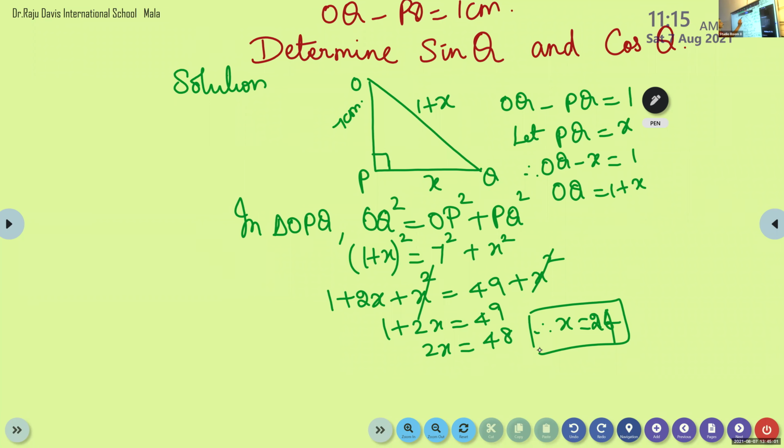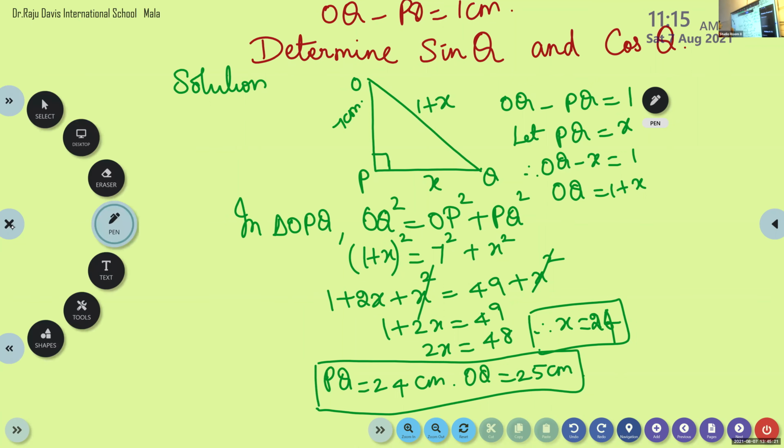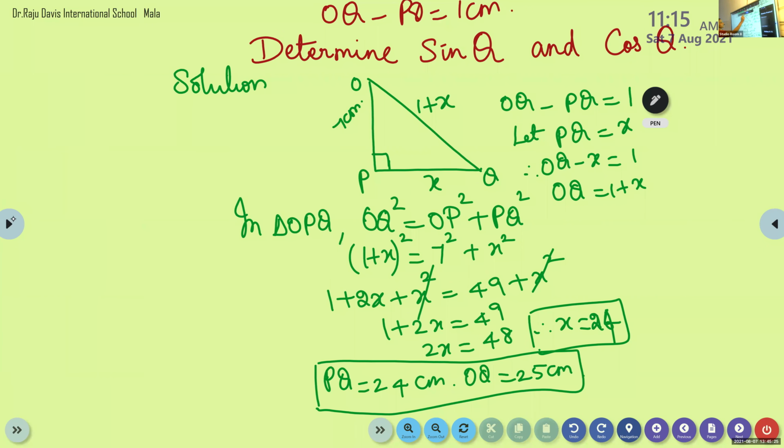So if X is 24, what is the length of PQ? PQ will be 24 and OQ will be 25. So now we have calculated all the sides. Only one side was given and the other side was not given, so we calculated the sides. We get PQ as 24 and OQ as 25.